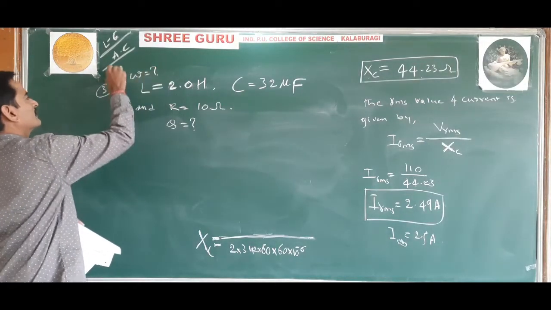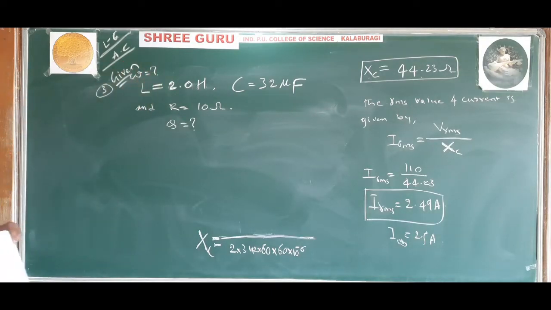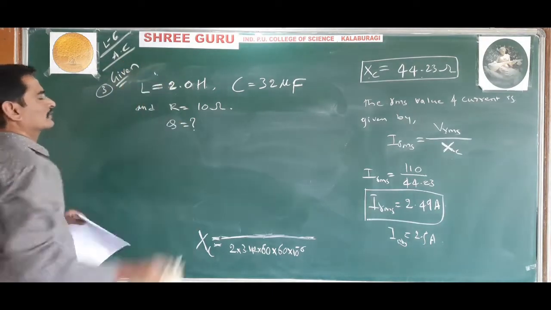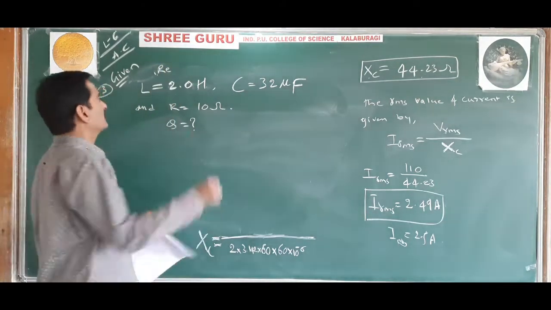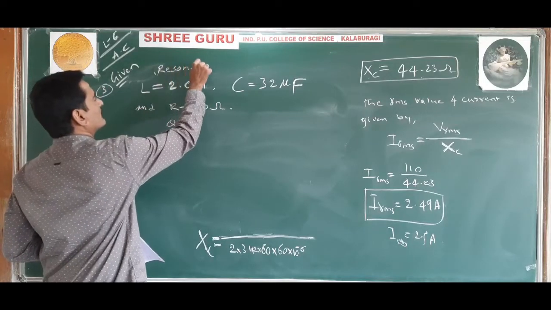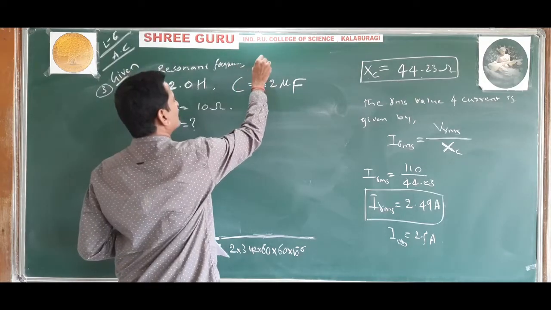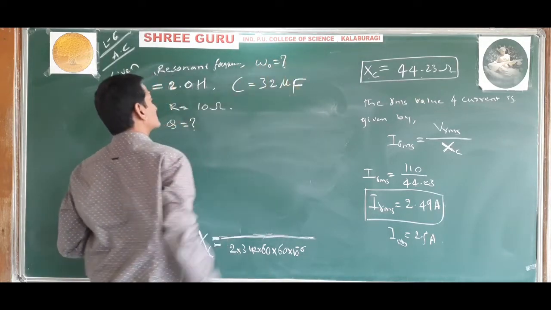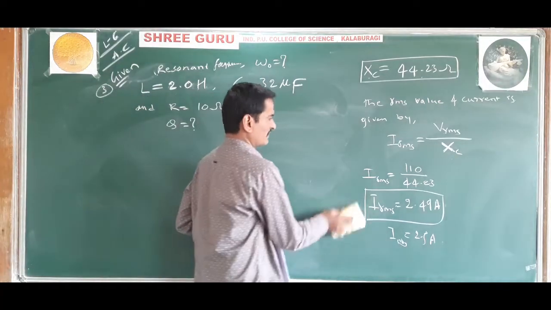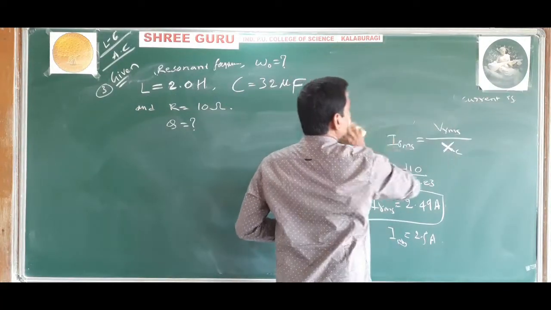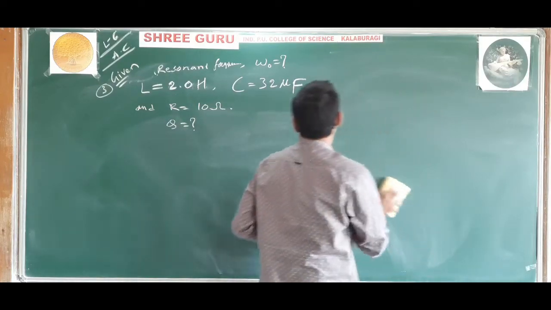So given, I have written given over only. What is the resonant frequency? So resonant frequency they are asking. Resonant frequency, that is omega naught, is equal to question mark. So how to find the resonant frequency and the Q value of the circuit?